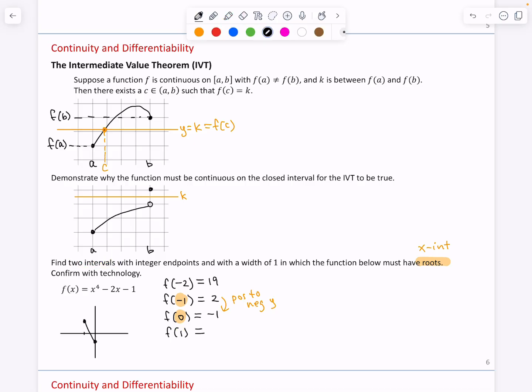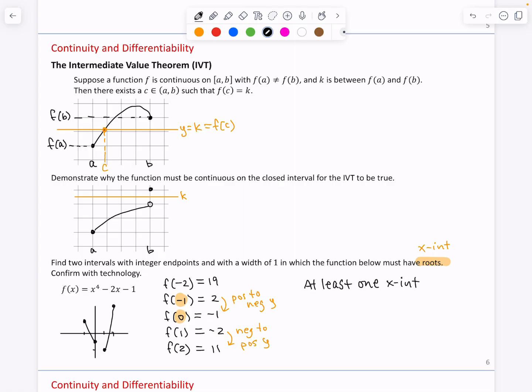Plug 1 into the function. 1 to the fourth is 1, minus 2, minus 1 gives us negative 2, so we're still negative. And now let's plug in 2. 2 to the fourth is 16, minus 4 is 12, minus 1 is 11. So once again, we have a transition from a negative to a positive y. You make a point way up here somewhere, meaning there must be another x-intercept between 1 and 2.